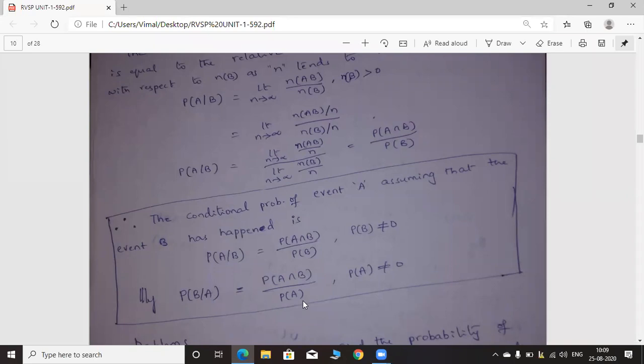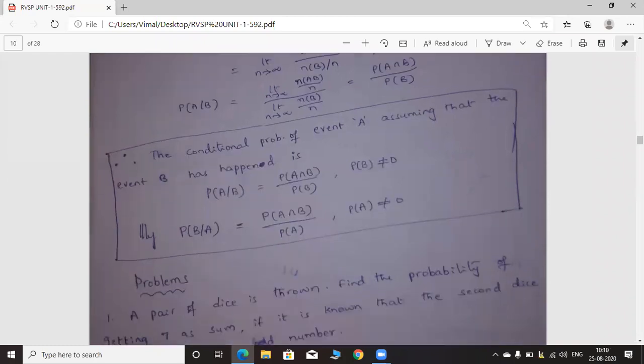Now I am going to discuss the problems related to this conditional probability concept. Remember this point: the event B must be satisfied before the event A occurs. That is called P of A given B. Next, P of B given A is nothing but the event A must be satisfied before the event B occurs. That is called P of B given A. So now let us solve the problems related to this concept.